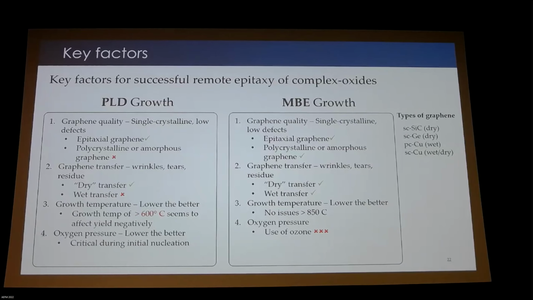So there are some key factors that we identified that lets you successfully do remote epitaxy. First is to preferably not use PLD, because PLD is very highly energetic and it likes to damage the graphene. So the better method is to use MBE growth. And we also tried to use different kinds of graphene, such as single crystalline silicon carbide graphene, single crystalline germanium graphene, polycrystalline copper graphene, and single crystalline copper graphene. And also different transfer techniques of these graphene layers, such as dry transfer and wet transfer.